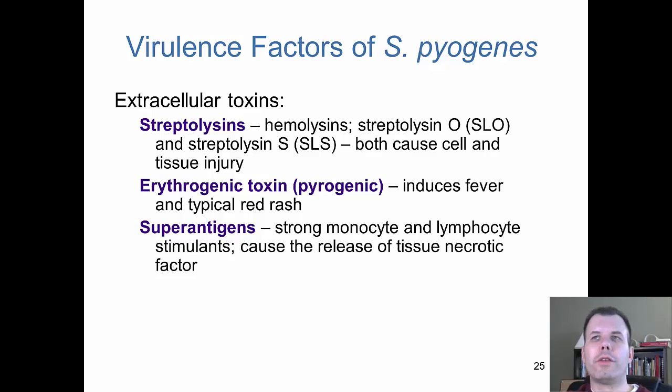Okay, some other things that strep pyogenes can produce include the streptolysins, which can lyse the blood, and again can cause cell and tissue injury if it gets into the bloodstream. You get this erythrogenic toxin, which is a pyrogen, causes fever. So a lot of times associated with strep infections are rashes and fevers. Okay, and so if you have a sore throat that has a high fever and a rash, it's probably strep.